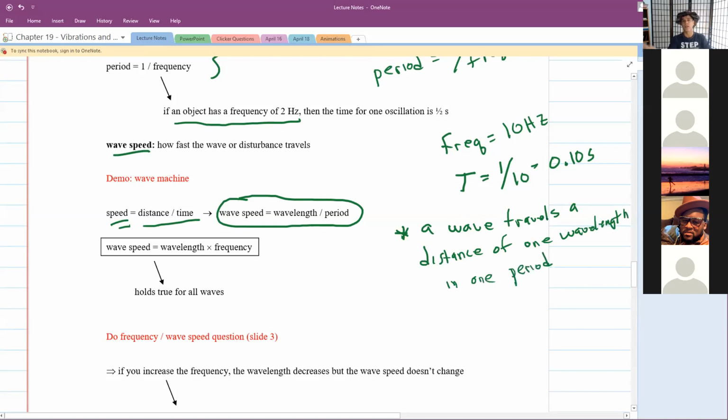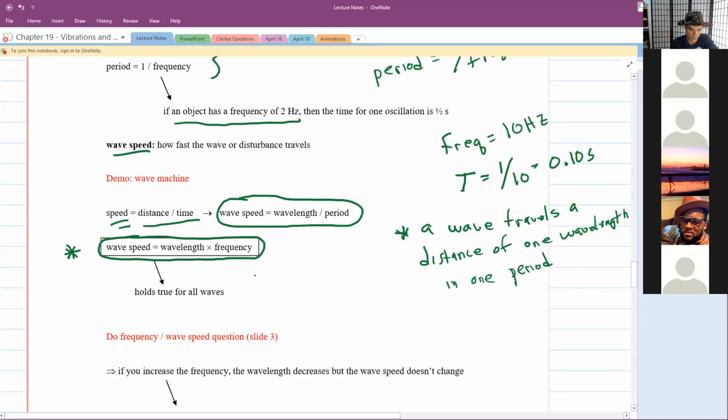Period is just how long it takes for one complete oscillation, which would be how long it took for one wave to pass by. The distance it travels is the wavelength. So wave speed equals wavelength divided by period, but 1 over the period is the frequency. So this right here, wave speed equals wavelength times frequency, is a gigantically important equation for waves.